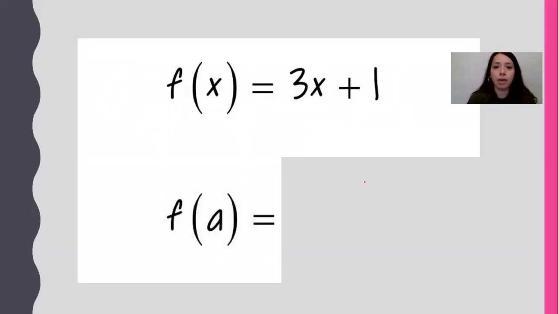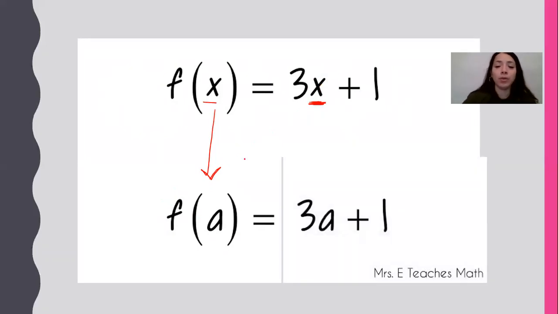This time we're putting an A in place of the X. So hopefully you guys are noticing a pattern that your X becomes whatever's inside that parentheses. So in this X, right, that's going to become an A. So it becomes 3A plus 1.